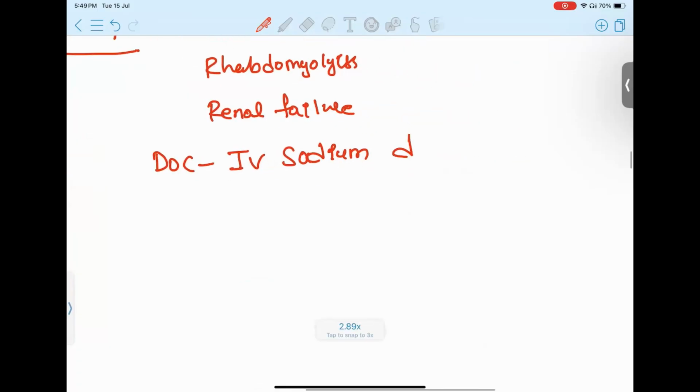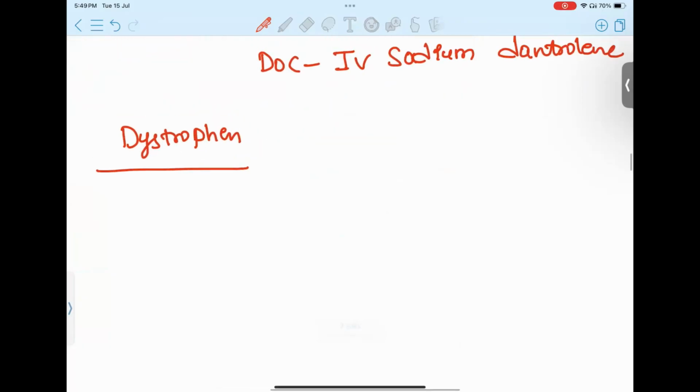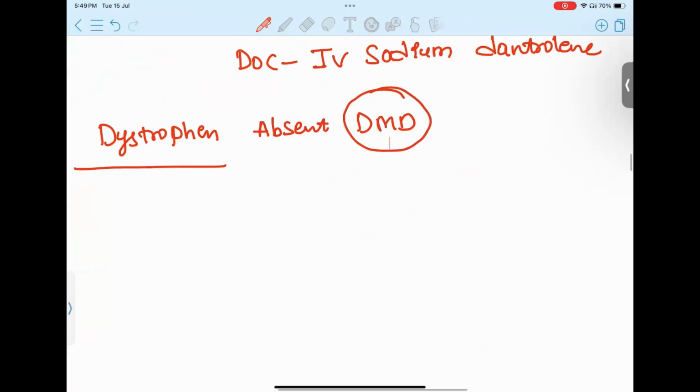Via IV route, you can give sodium dantrolene. This is the drug of choice for malignant hyperthermia. There is another thing that you have to remember, that is dystrophin. Dystrophin is also one of the proteins for your muscle cells. If the dystrophin is completely absent, this can lead to DMD. What is this disease, guys? This is Duchenne muscular dystrophy.